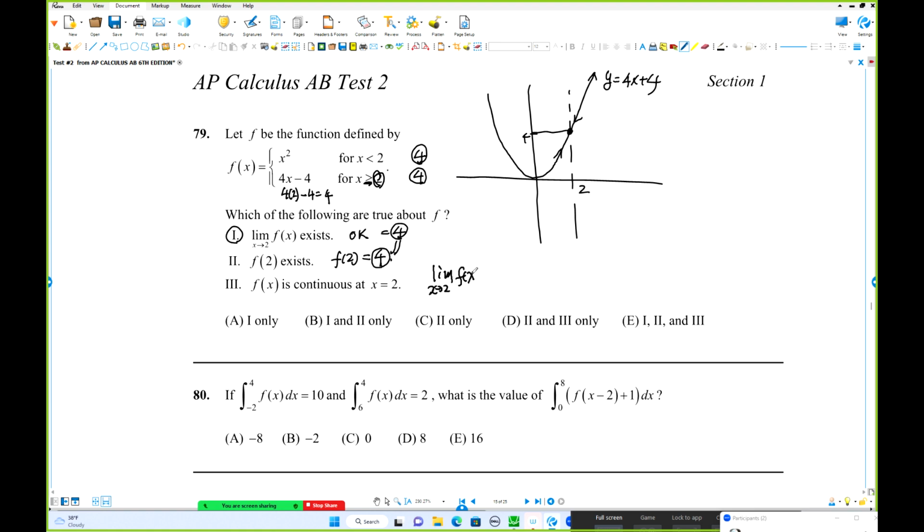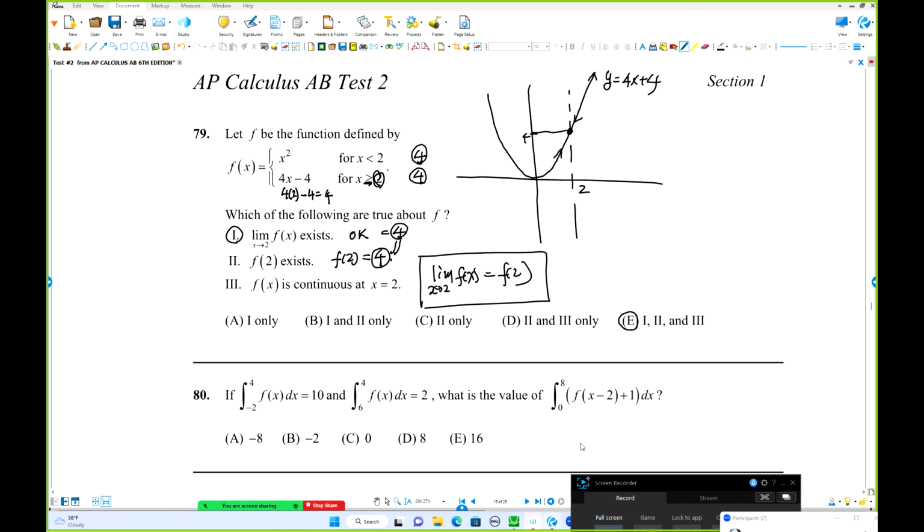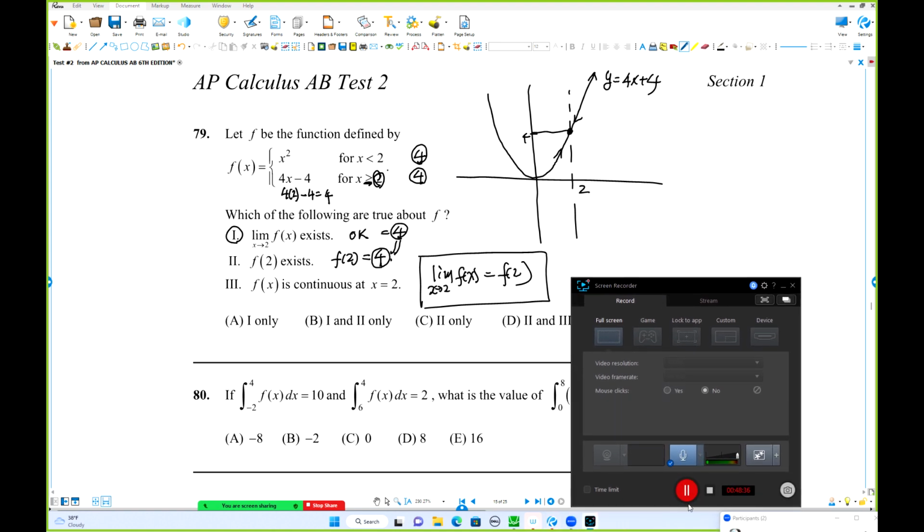Actually, what is the actual value? That is the definition of continuous, right? So the answer will be easy, okay? Can you figure out this one? Just figure it out one more time, okay? I'm going to hold this one.